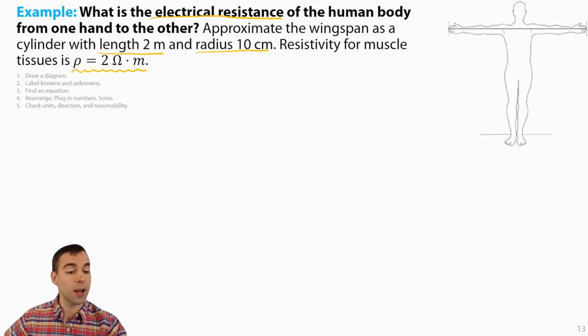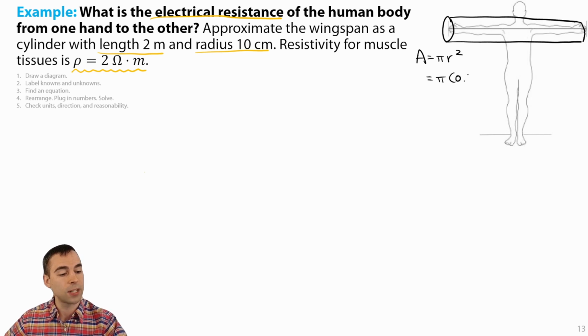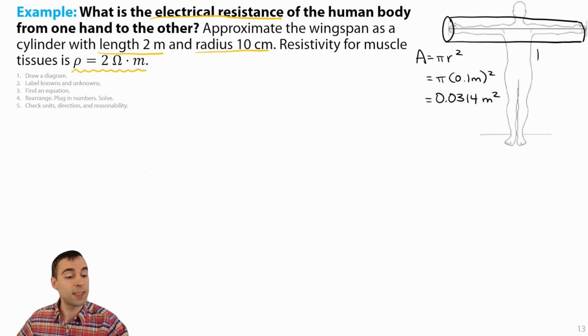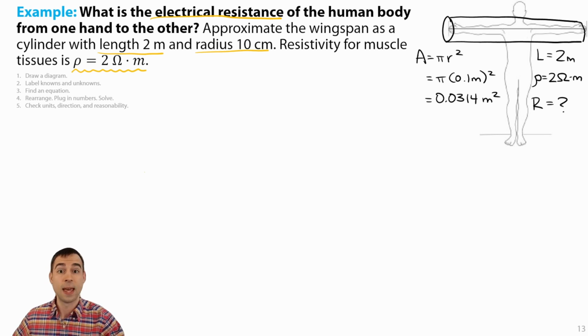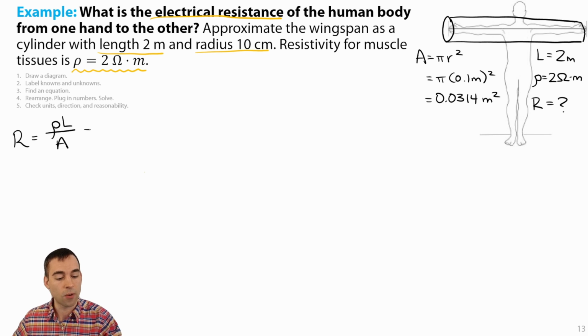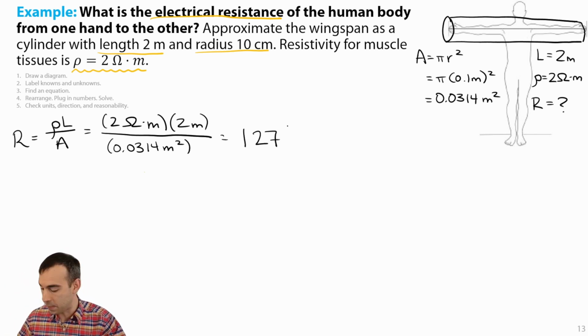So we start off by drawing our diagram. We're going to imagine the wings of this person, the arms of this person, as a perfect cylinder, and the area of that cylinder would be pi r squared. We want to get that into the standard units first. We were given the length of this cylinder as 2 meters. We were given the resistivity of the material as being 2 ohm meters, and we were asked to solve for the resistance. So we find our equation. In this case, we could do R is equal to rho L over A and begin plugging in our numbers. In this case, the resistance of this sample ends up being 127 ohms just about.